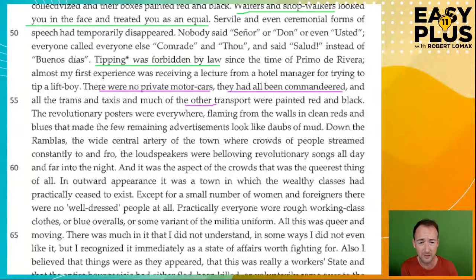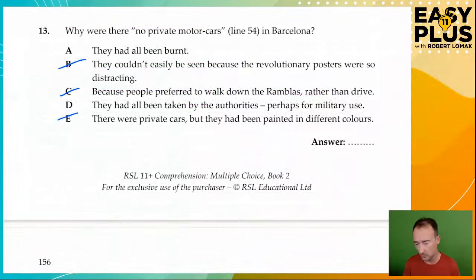They had been commandeered. Now, you may not know that word, but when you don't know a word, think about what other words that you do know it might be hinting at. Anyway, you may well recognize the word command. They'd all been command-eered. What might that suggest? Well, someone has given a command, they've given an order. If there were no private motor cars because someone had given an order, something to do with them, that's surely going to steer us towards D.